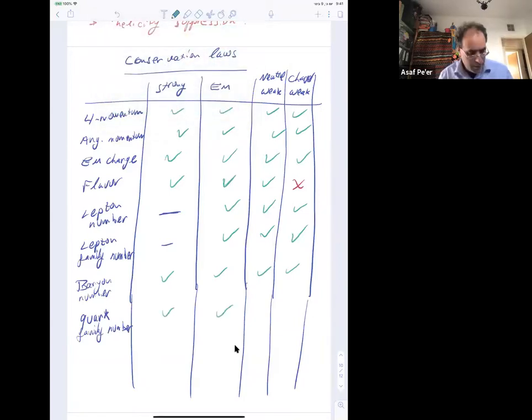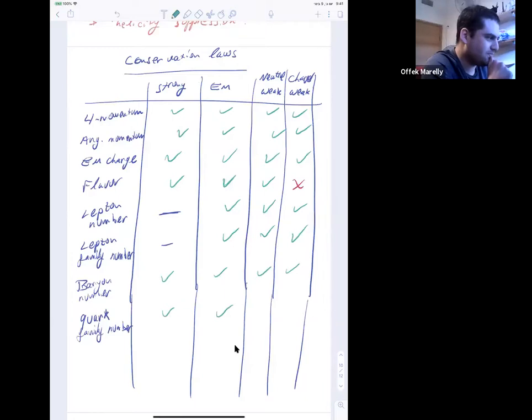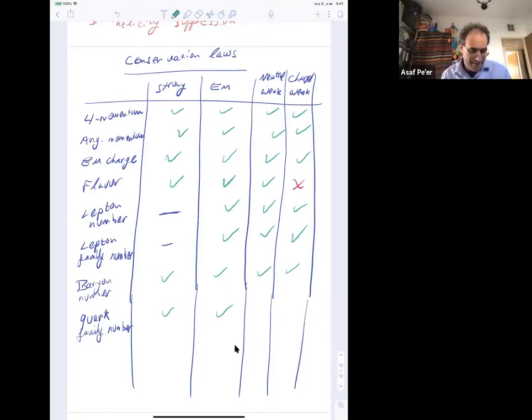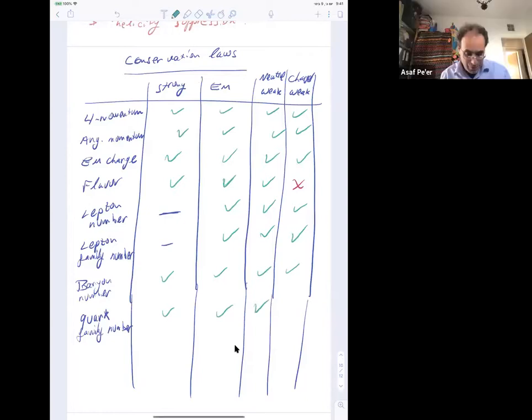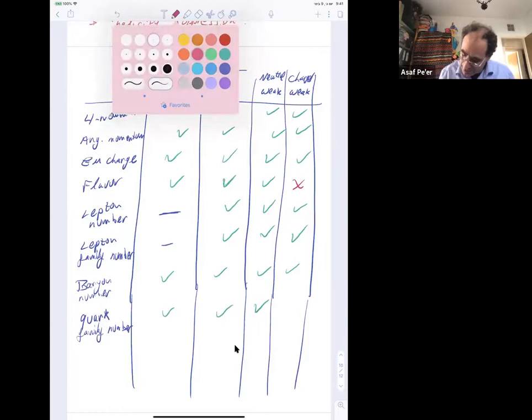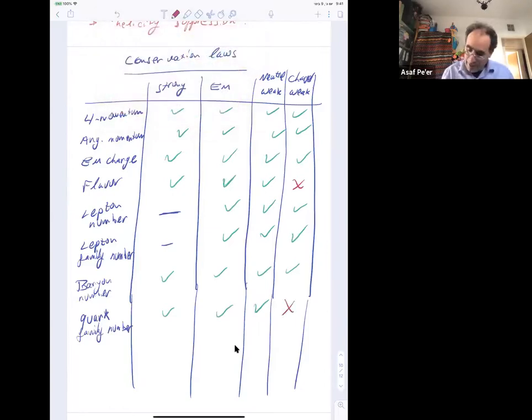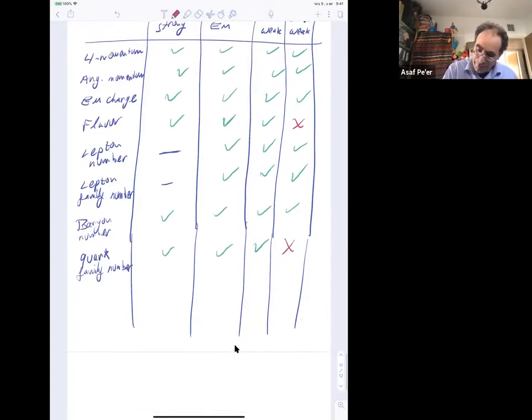And what about the neutral weak? Z boson? Z boson. Yes. What about the charge weak? No. Very good. Right. CKM matrix. Now we can add some new stuff.